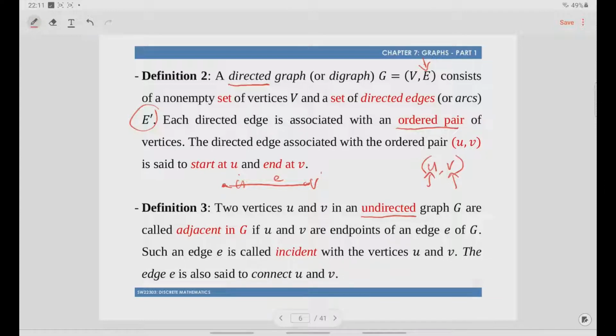So we have adjacent in G, that means U and V are connected together in G. So we call them adjacent in G. And then the edge E which connects U and V, we call this edge incident with the vertices U and V because it connects U and V. So the edge E is also said to connect U and V.